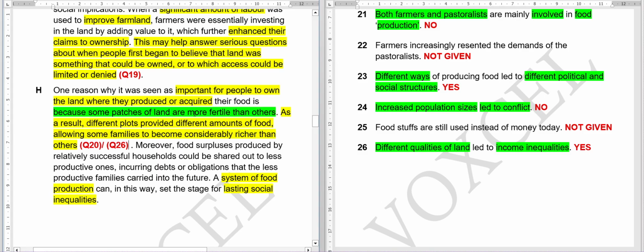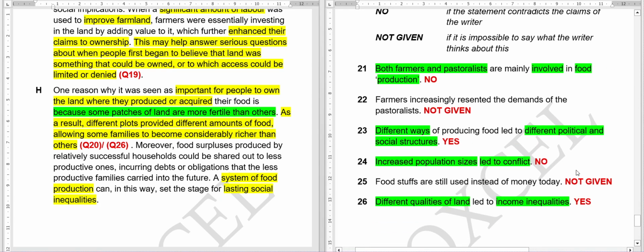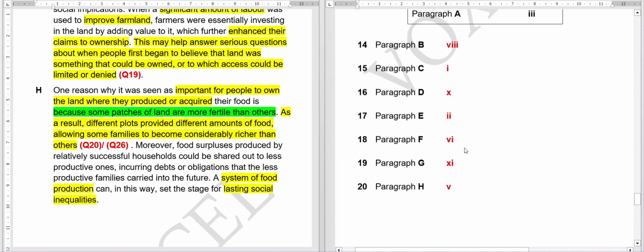So this is also the answer of question number 26. So income inequality, yes, some families became richer than others. So that is income inequalities. Why? Because different plots provided different amounts of food, and some patches were more fertile than others. So this is because of different qualities of land. It led to income inequalities. I hope it is clear. So we have done all of these.